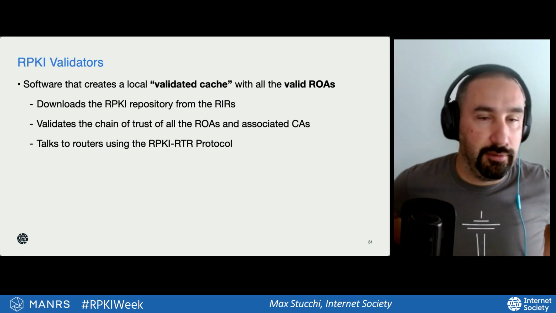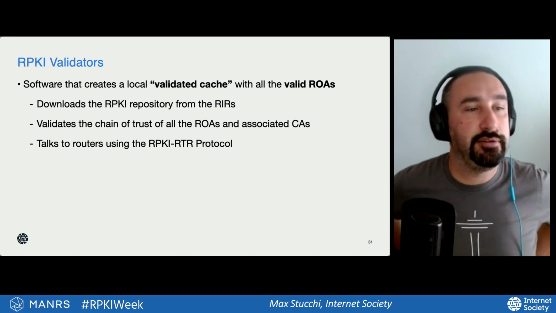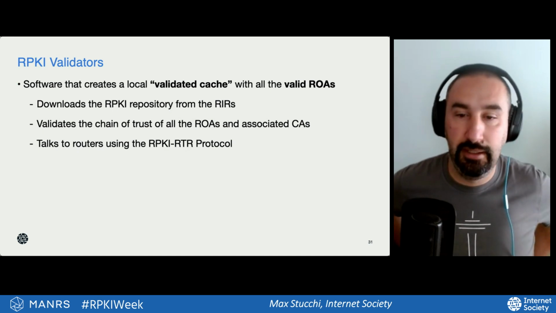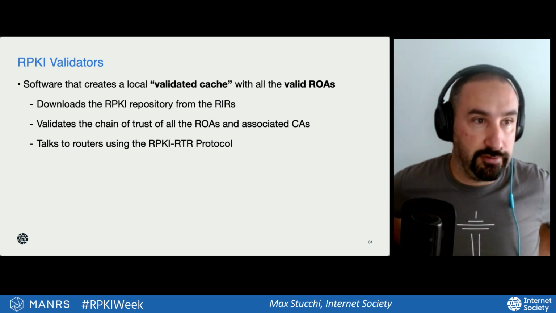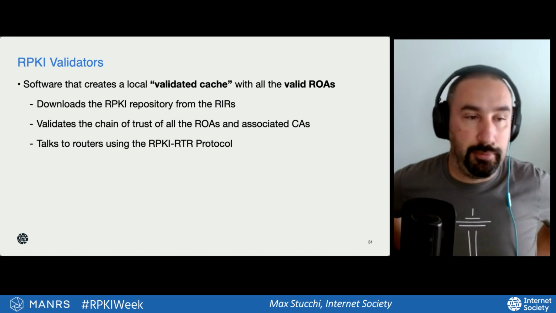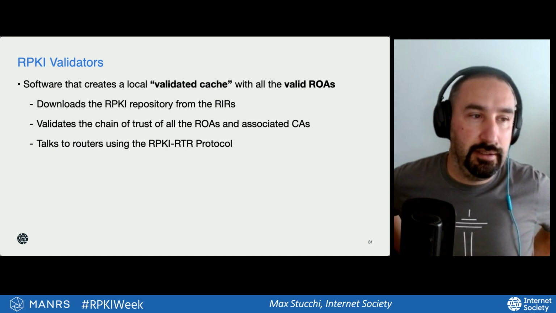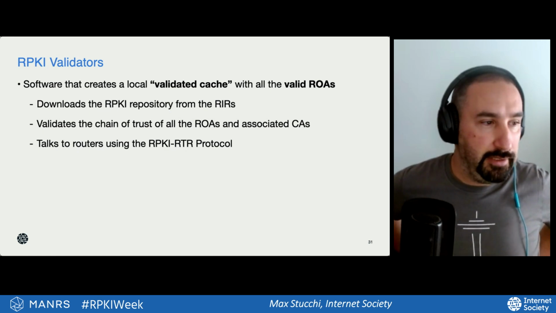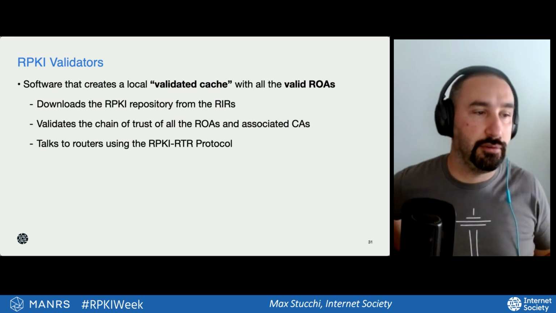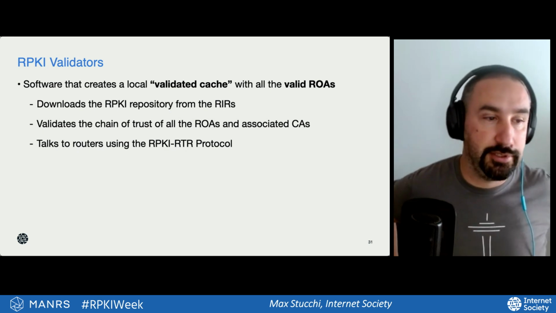The way the validators do it is they download the RPKI repositories from the RIRs and from the private publication points from all the people who run delegated RPKI, validate the chain of trust of everything, and then talk to the routers using a dedicated protocol called RPKI RTR, which is very, very simple.